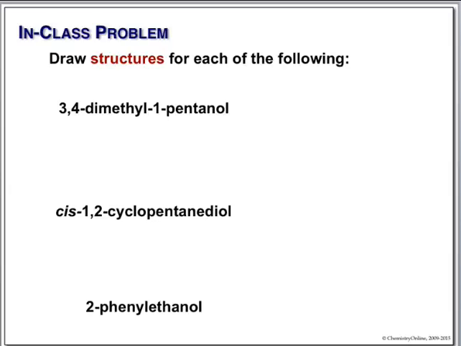Our first one, we look and we see we have a pentanol. Again, it's a 1-pentanol, so 5-carbon chain, hydroxyl group on carbon 1. Simply count out to carbons 3 and 4 and put on methyl groups.